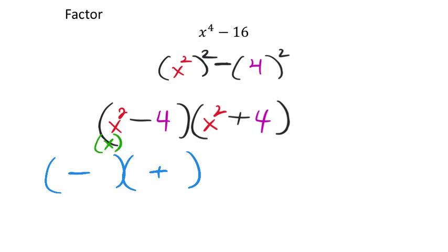that would have been an x squared. So I got x as my first term. And then the 4 would have been a 2 squared. So I got an x minus 2 and x plus 2.